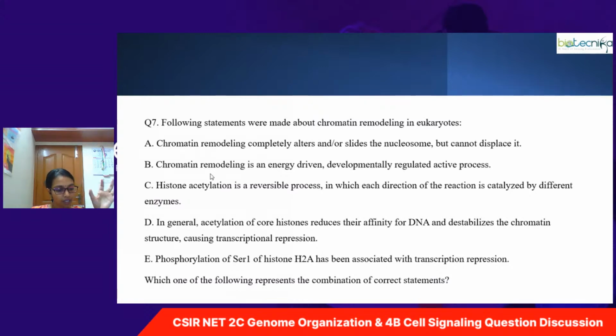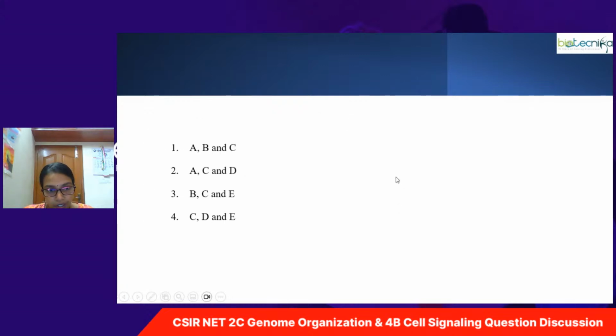Oh, you are asking for the same slide. You want the options. Okay, okay. Next time onwards, Vanishi, I will have a check on that. The thing is that questions are a bit larger, and if I shrink it, maybe it won't be visible. I'm not sure. That's why I split it into 2 pages. But yes, next time onwards, I'll have a check on that. Okay. These are the options: ABC, ACD, BCE, and CDE.